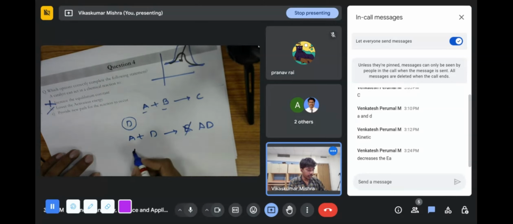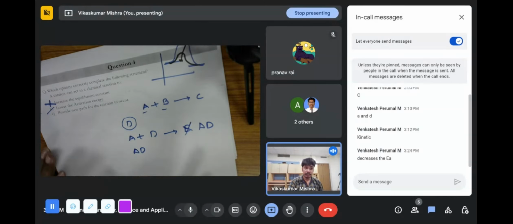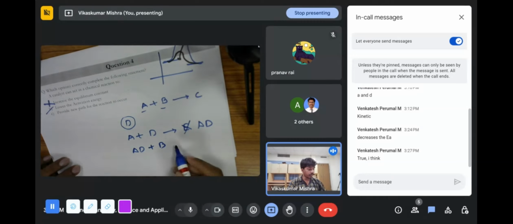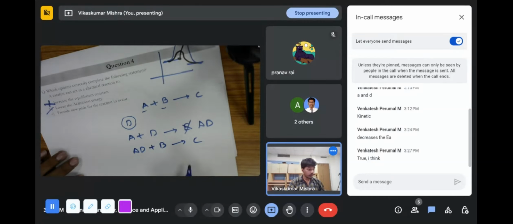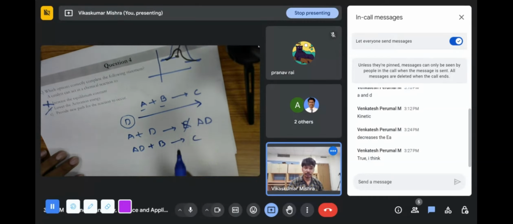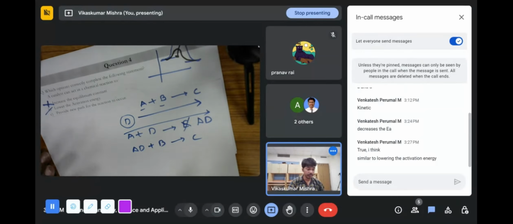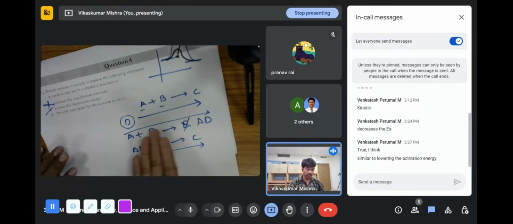And then again, this A and D which is formed has more reactivity. Yeah, perfectly right. So we can see that over here AD will react with B and it can form C. So instead of going by this path, what the catalyst has done is create a new path, similar to lowering the activation energy. Somewhere over here. It lowers the activation energy by this particular method only.